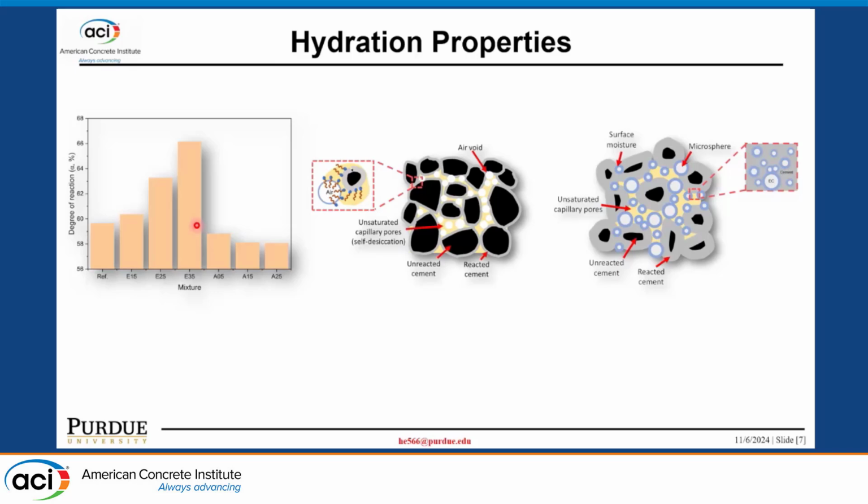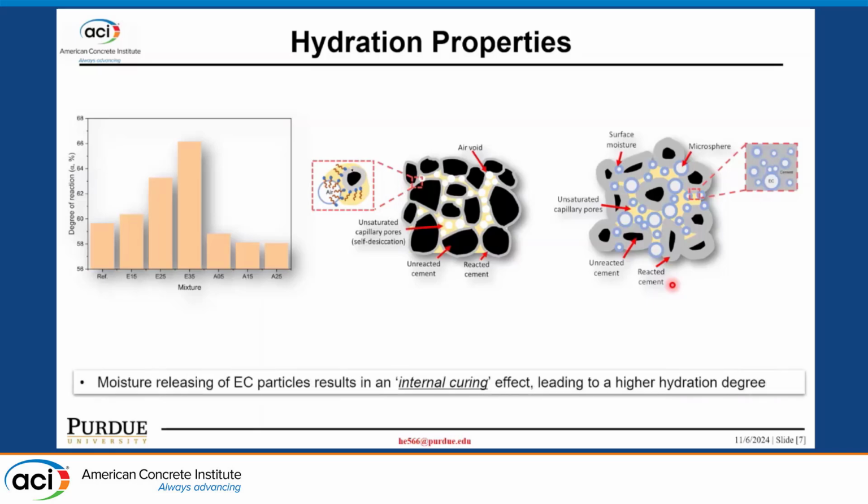After mixing with the cement, we did TGA to look at the hydration degree. We find the hydration degree of the Expancel-mixed concrete is higher than the reference concrete without any chemical addition, and it's also higher than the AEA-mixed concrete. Why? Because the surface-absorbed moisture on the Expancel provides local moisture for the hydration, so it can improve the hydration degree. So it is similar to internal curing concrete, right?